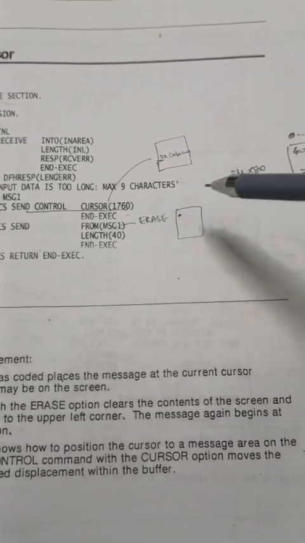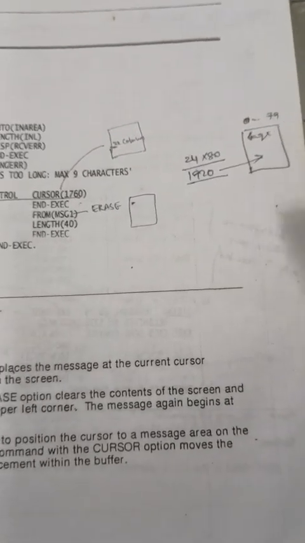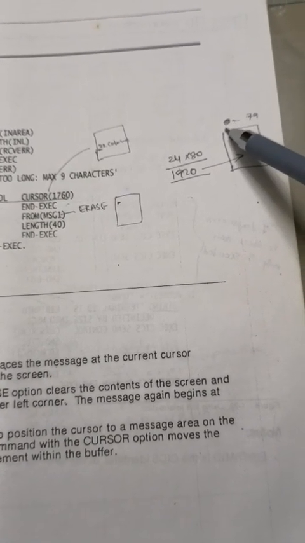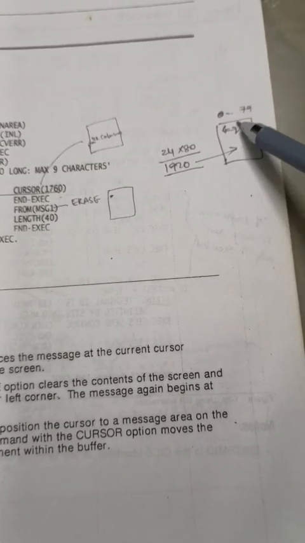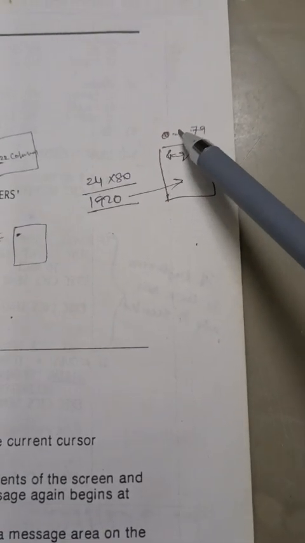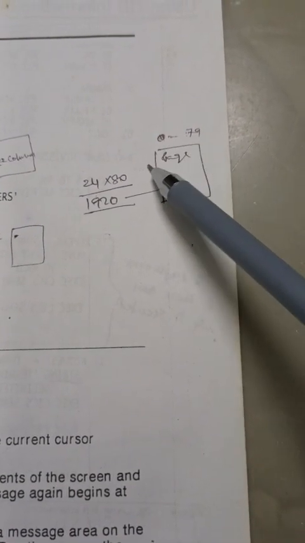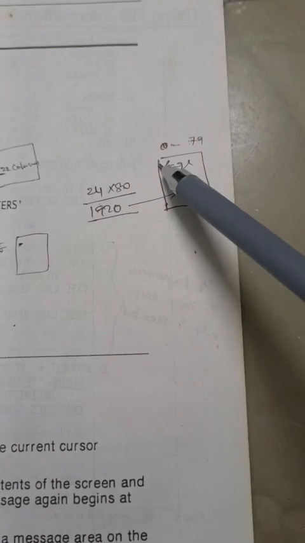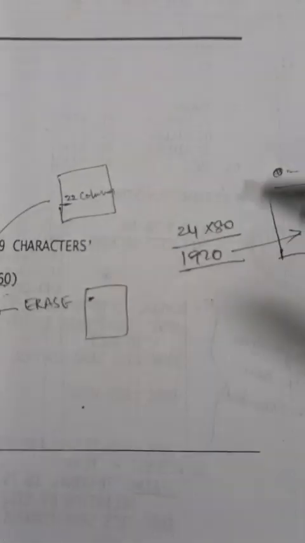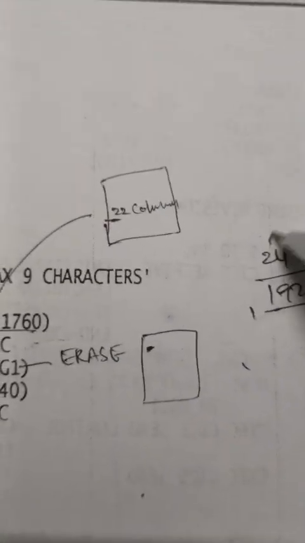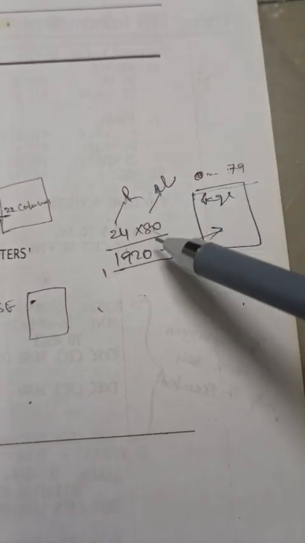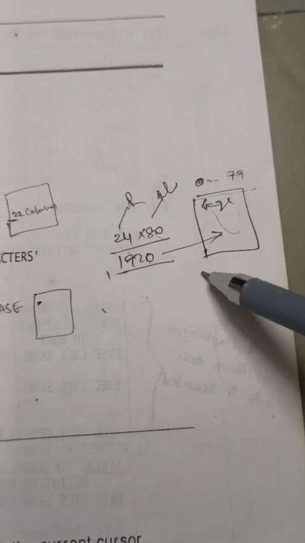1716. What is 1716? This is about the screen. I have 24 rows and 80 columns. One row starts with 0 and goes to 79. This is the whole screen in our CICS. You can see the screen, right? It is 0 to 79 in the columns and 24 rows. 24 rows and 80 columns. The whole screen contains 1920 characters.